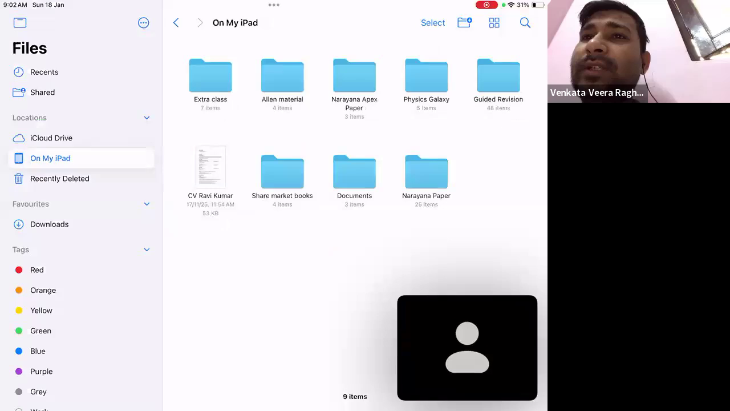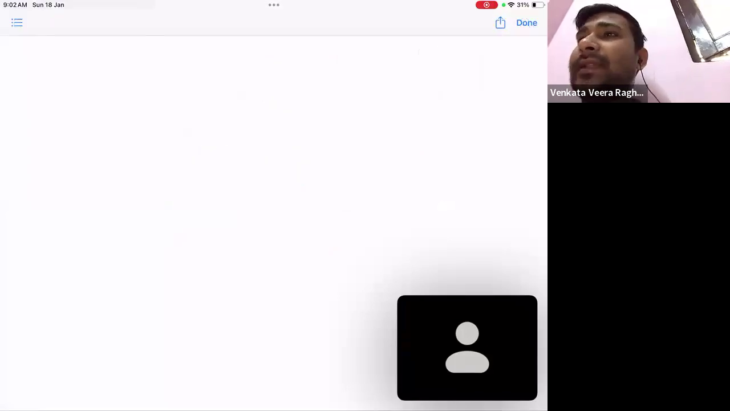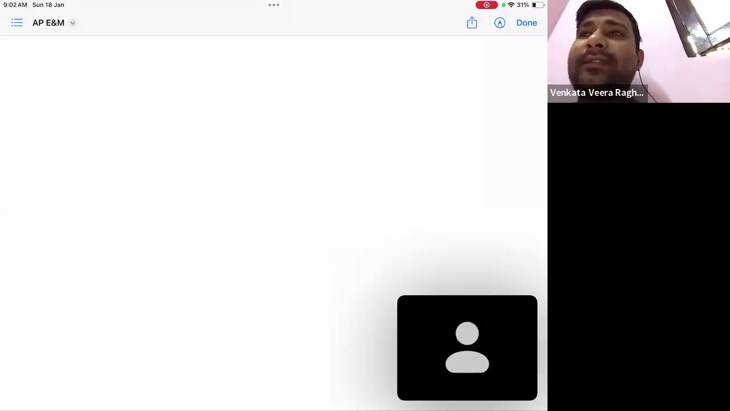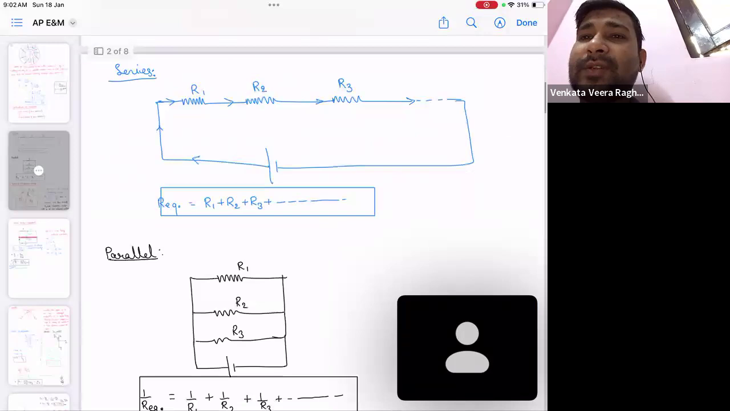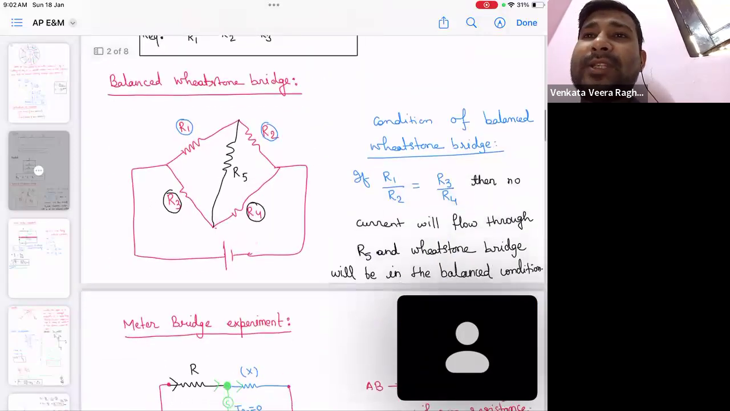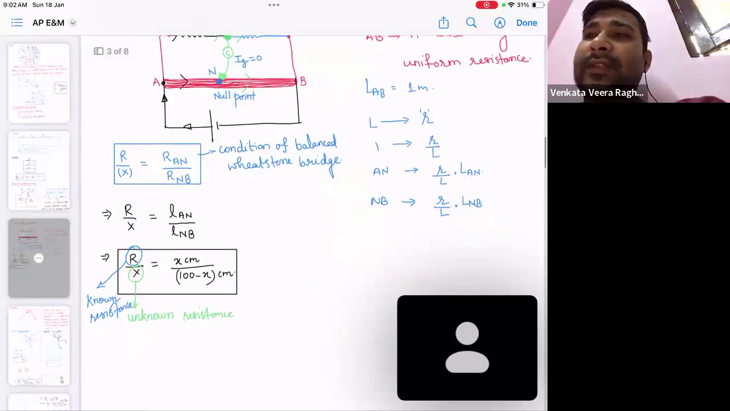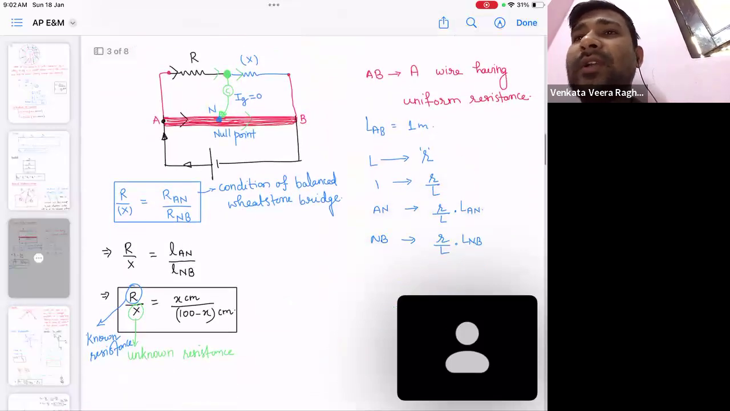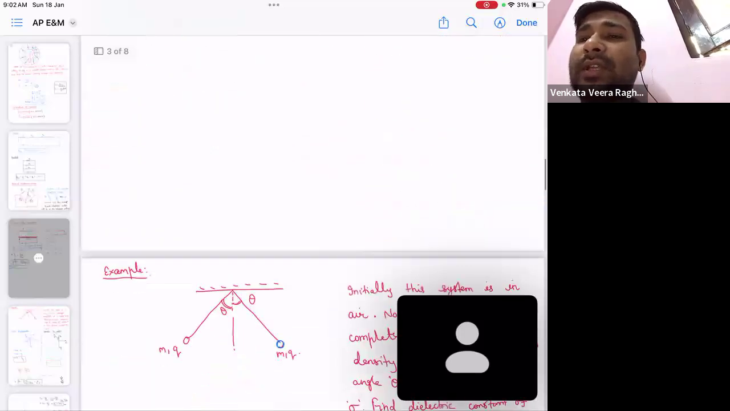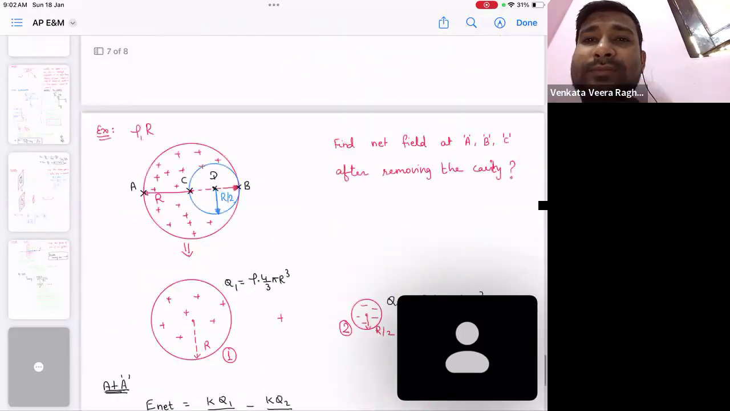Now let's continue with the previous thing we were discussing, current electricity. In current electricity, we discussed how the current depends on the microscopic property. Combination of resistors, series and parallel combination, we discussed. Then the balanced Wheatstone bridge, and the last thing we discussed was the meter bridge experiment. The meter bridge experiment works on the condition of the balanced Wheatstone bridge. Clear?